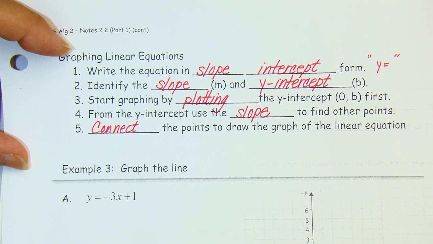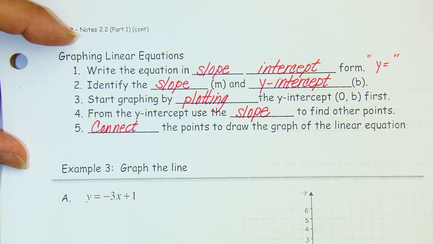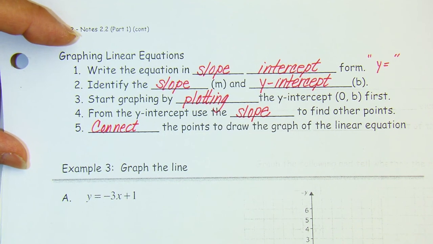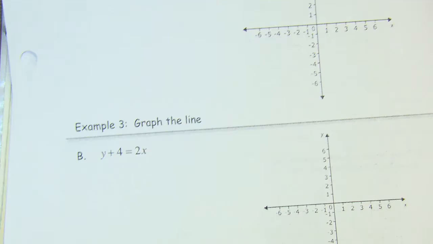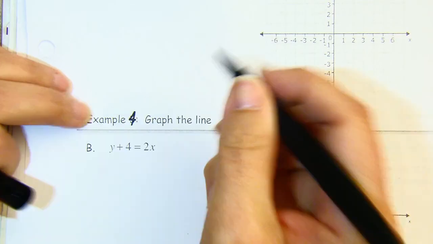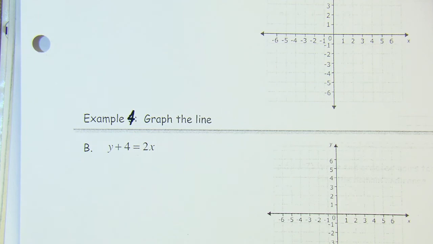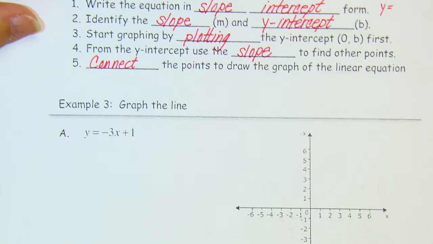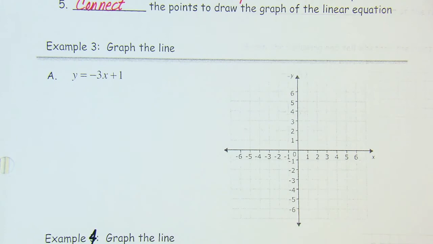So we have two examples, and look at that, they're both labeled example 3, so I'm going to change the second one to example 4. This one right here. Alright, that one's example 4. We had example 1 and 2 on the other note sheet. This would be 3 and 4.